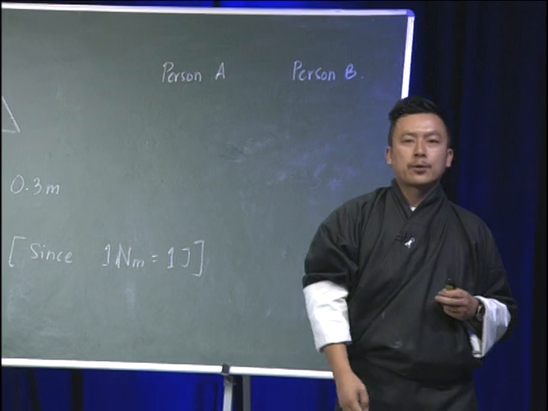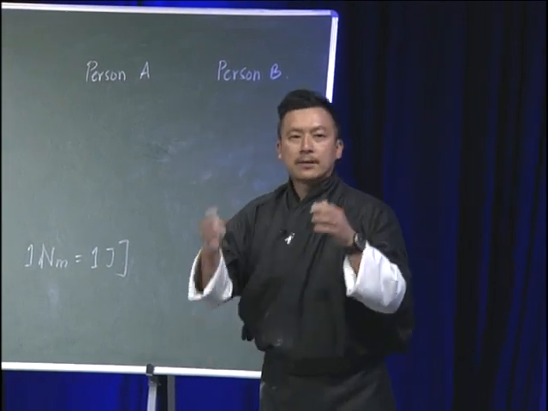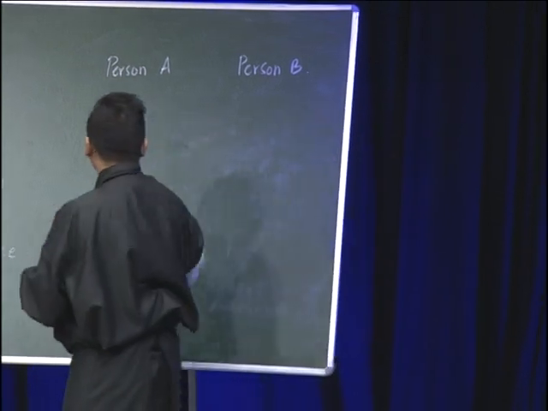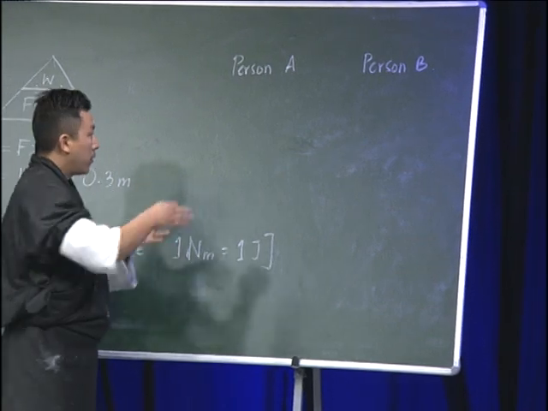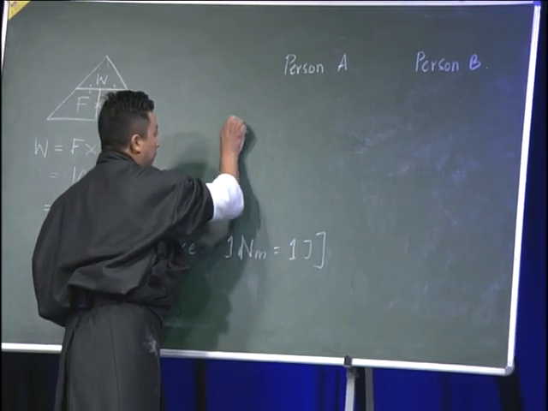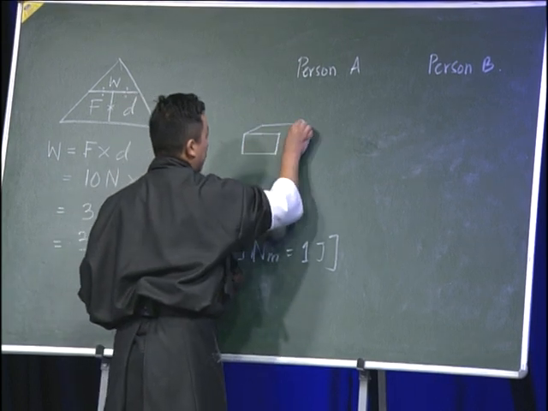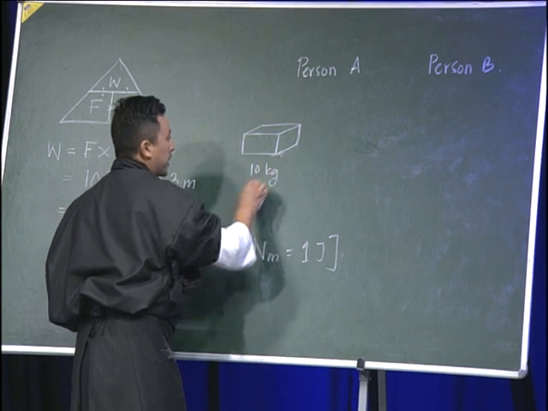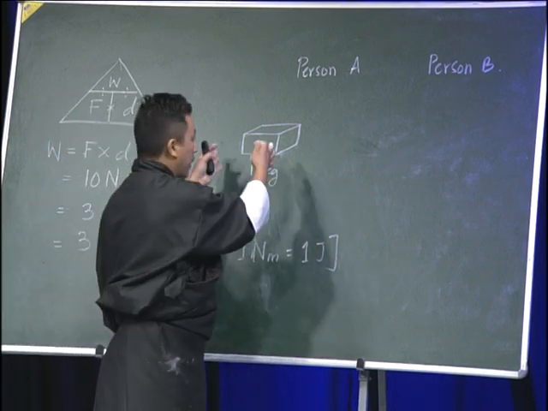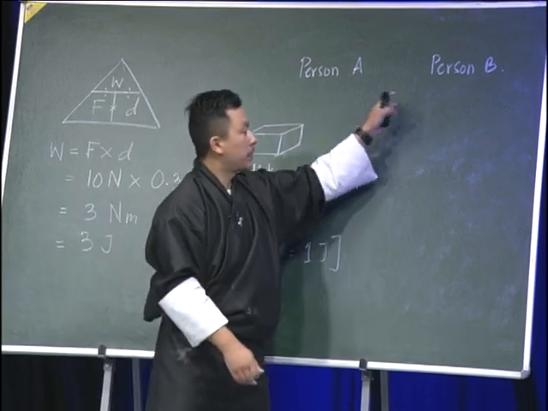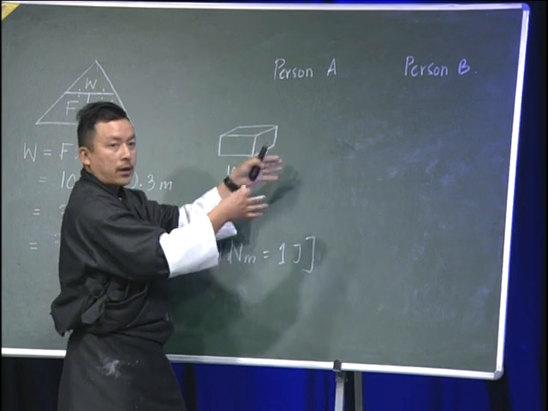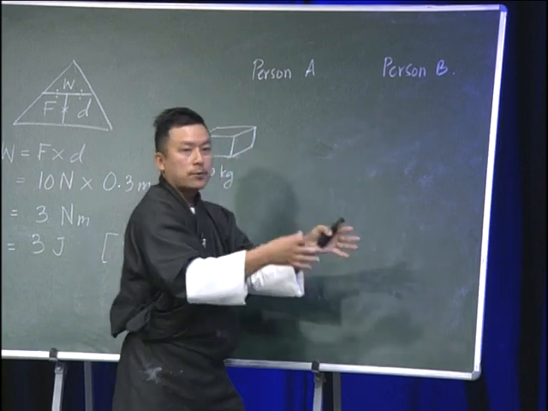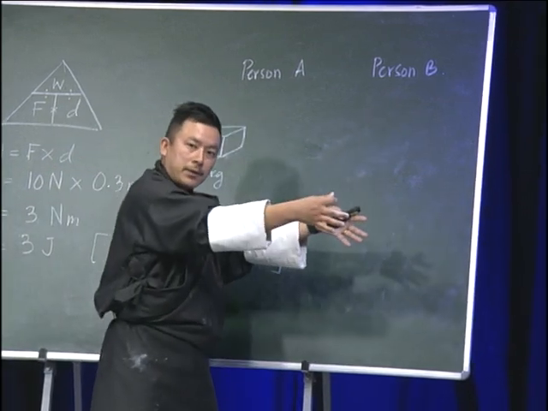These two people are asked to stack or pile up 10 boxes of apples, say each weighing 10 kg. So we have carton boxes here, 10 kg each, and there are 10 boxes. Person A is asked to stack up 10 boxes of apples weighing 10 kg each. Similarly, B is also asked to do the same.